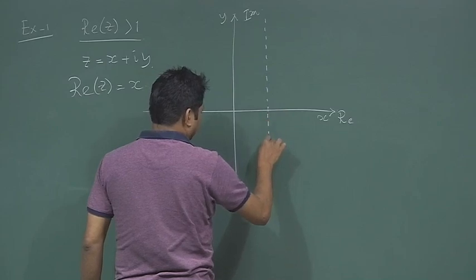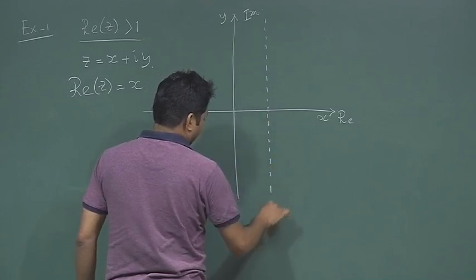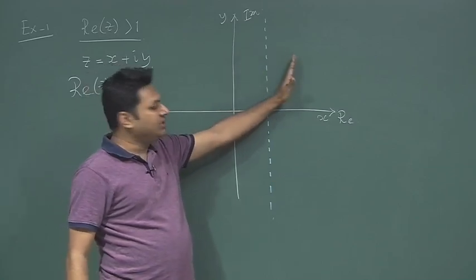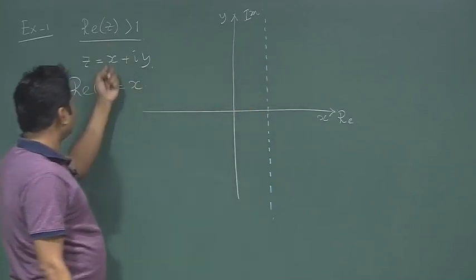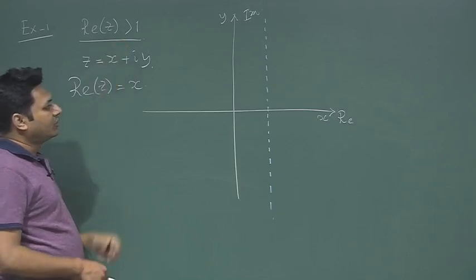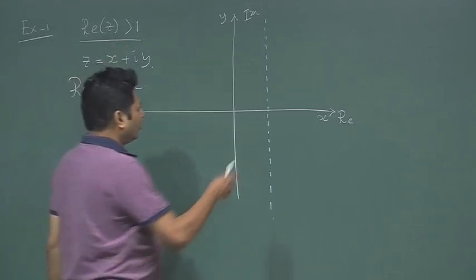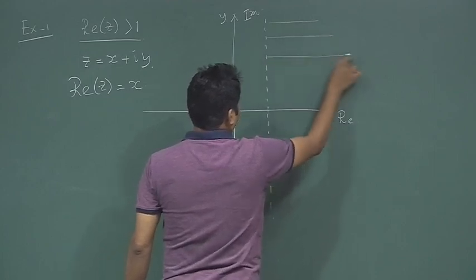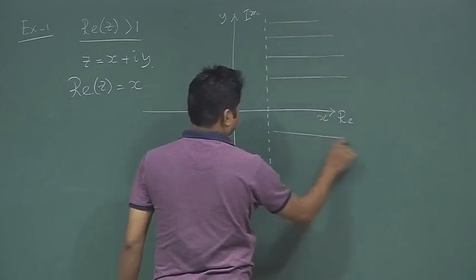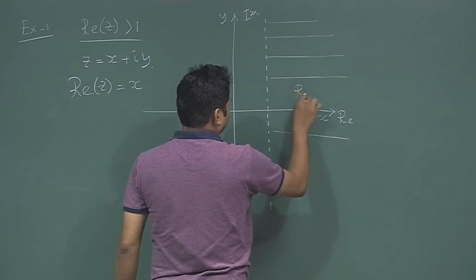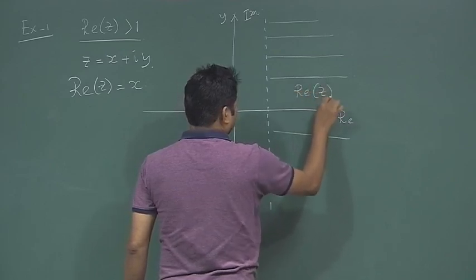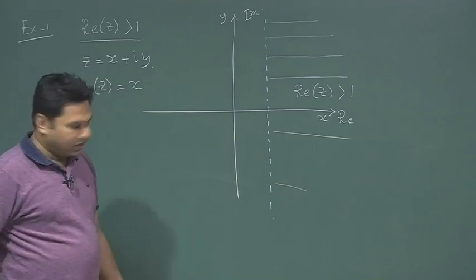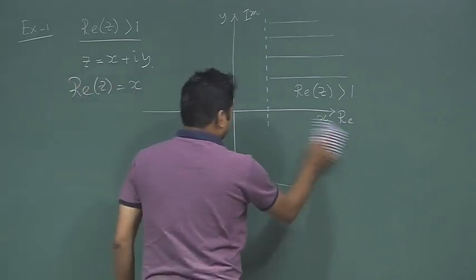this dotted line suggests that this region is x less than 1 and this region is x greater than 1. So, I am talking about all the x here which is greater than 1. So, my region will be here. This will be the region real z is greater than 1. Fine. Okay, what are the other examples of the regions?